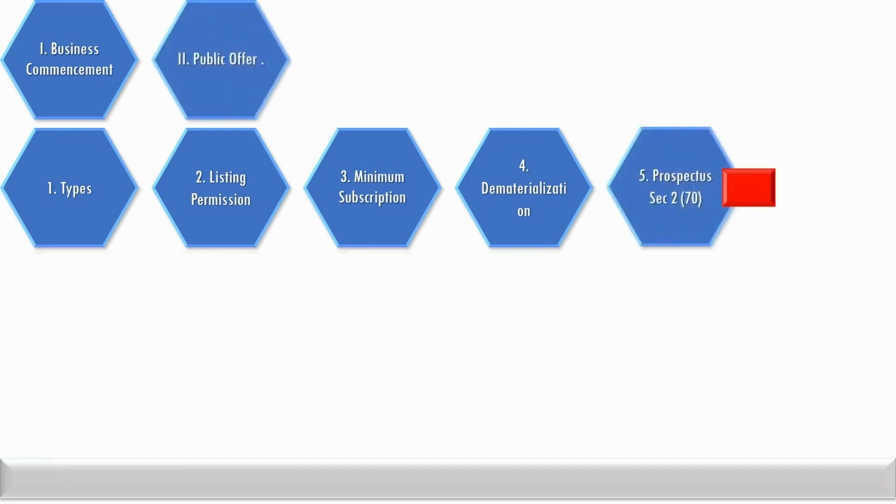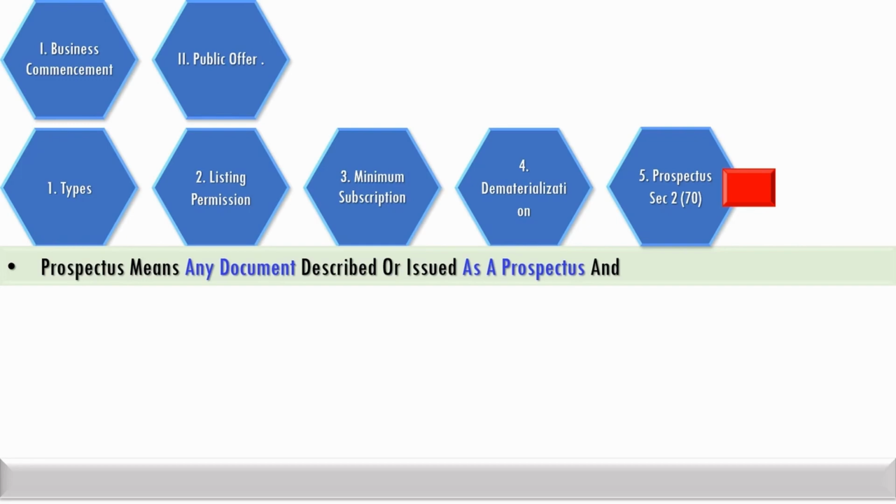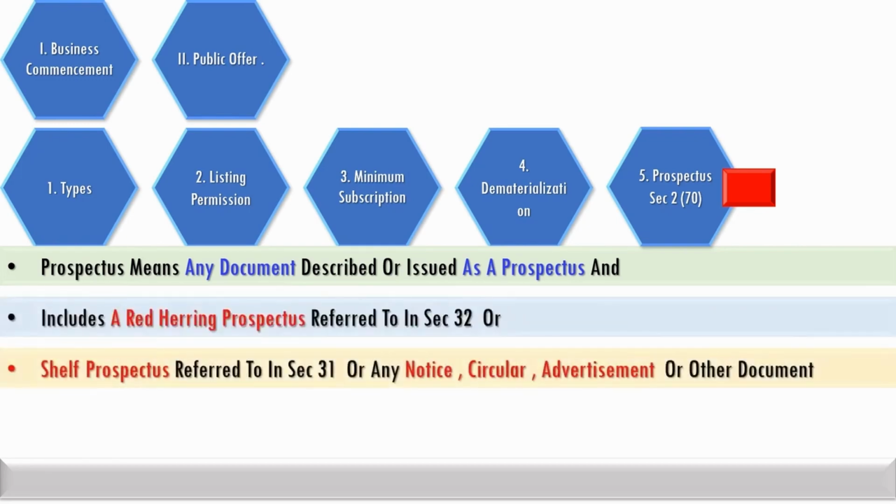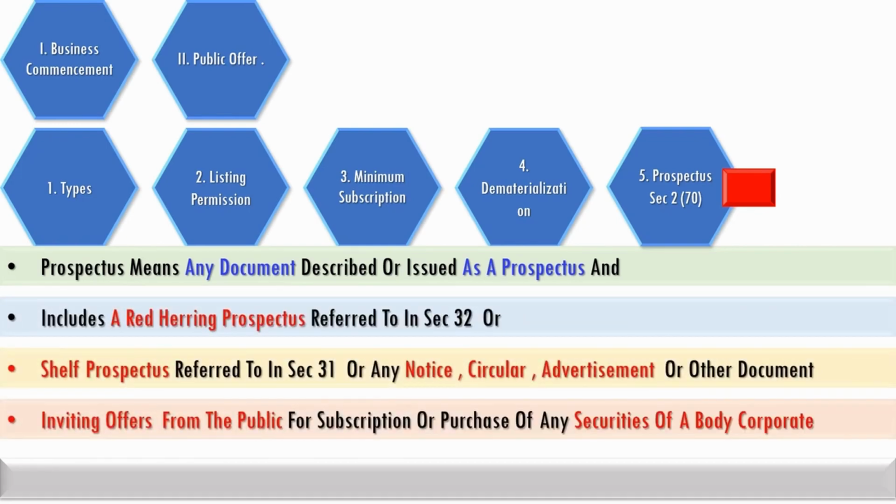Section 2, subsection 70 defines a prospectus as a document, notice, circular or advertisement inviting offers from the public for purchase of securities of a company. It includes a red herring prospectus under Section 32 and also shelf prospectus under Section 31.